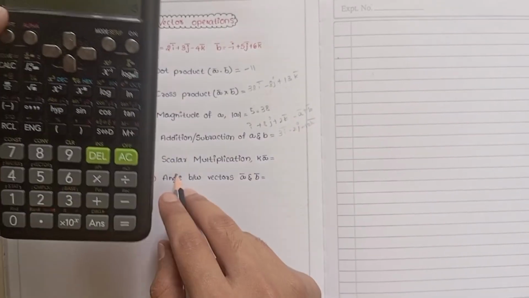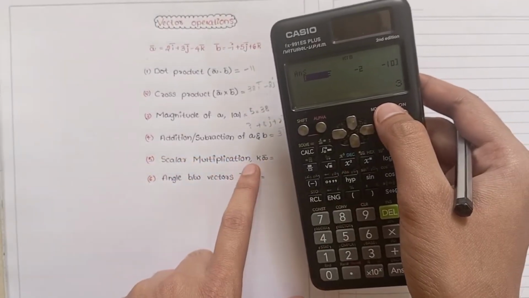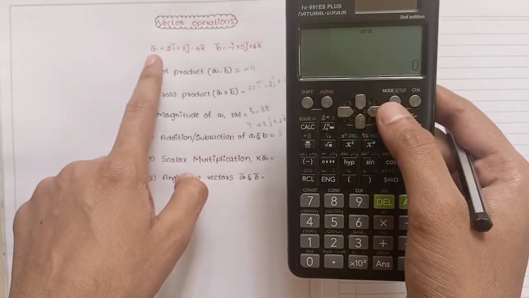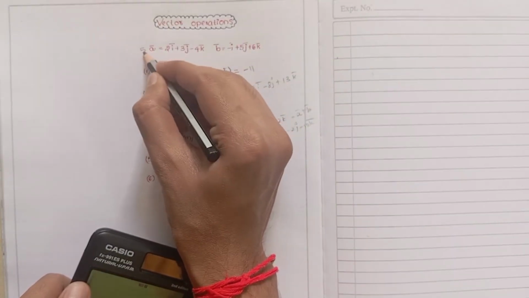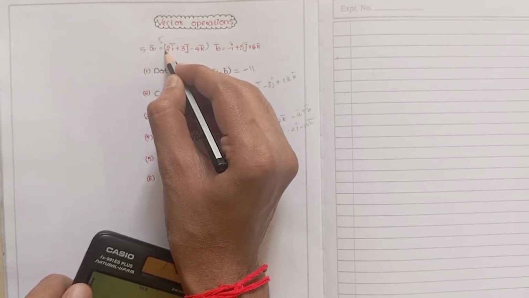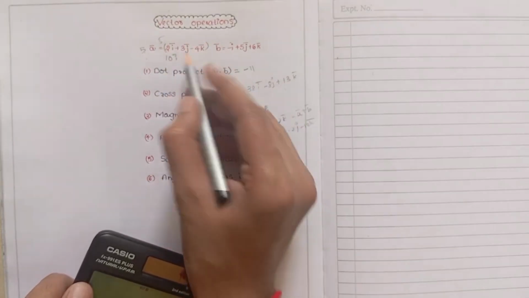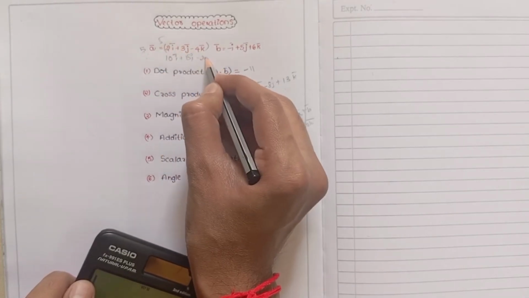Okay, now we will see the scalar multiplication. Scalar multiplication means multiplication of a vector by a constant number. Suppose we will multiply a by 5. When we multiply vector a with 5, what will we get? The whole vector is multiplied by 5, which is nothing but 5 into 2, 10 i cap, 5 into 3, 15 j cap, minus 5 into 4, minus 20 k cap.